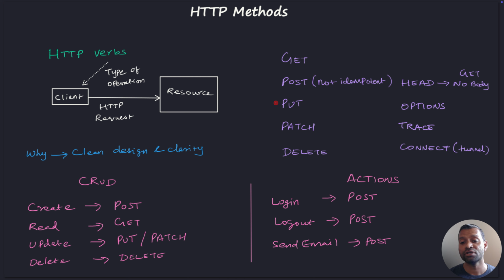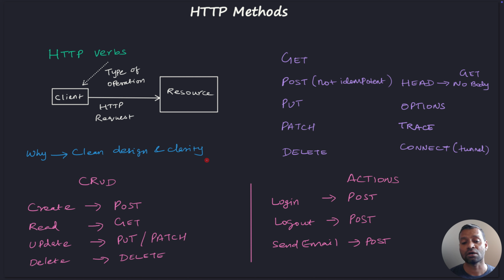The reason why you need to use these methods correctly is for clean design and clarity. So when someone looks at your documentation or API, they should be able to clearly identify what this particular resource supports just by looking at these methods. Just by looking at these methods, they'll be able to infer that, okay, this particular resource supports reading, writing, updating, deleting. But if we don't use these methods correctly, then that kind of inference and clarity will not be there. So that is one of the main reasons why we need to use these methods correctly.